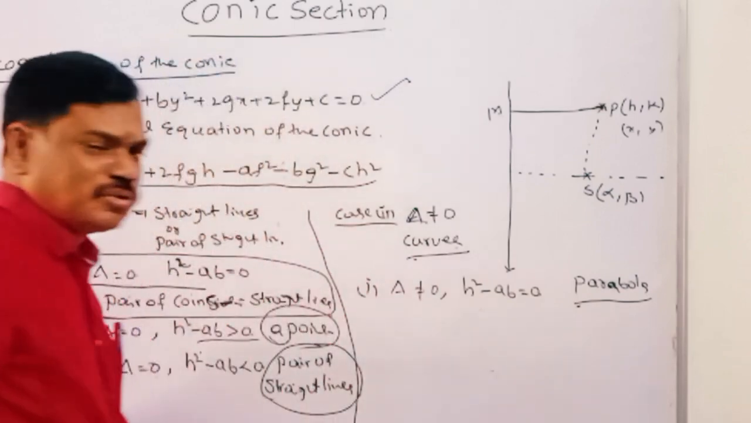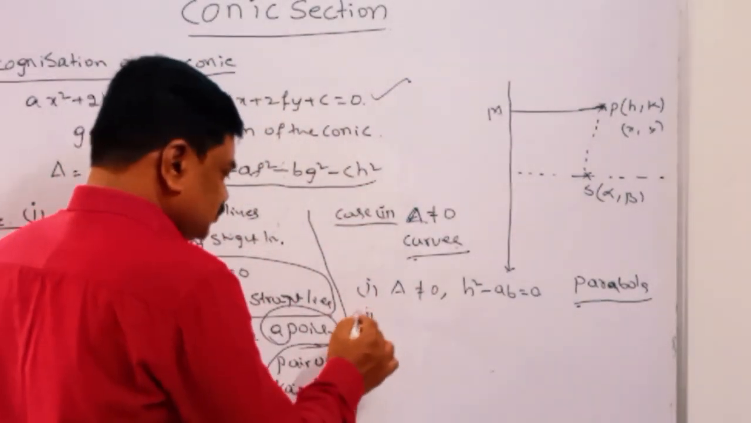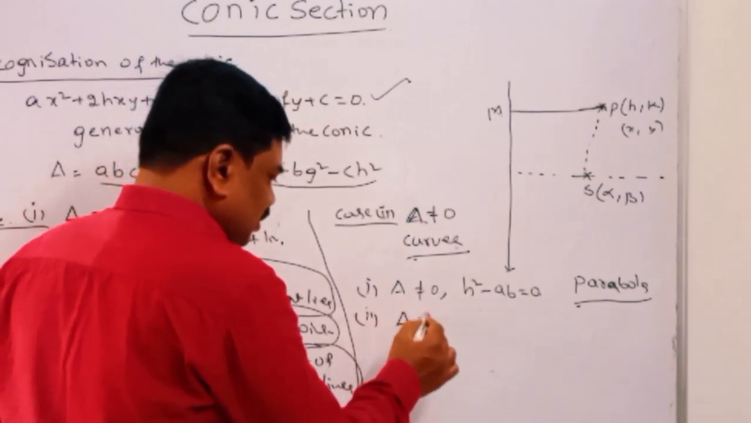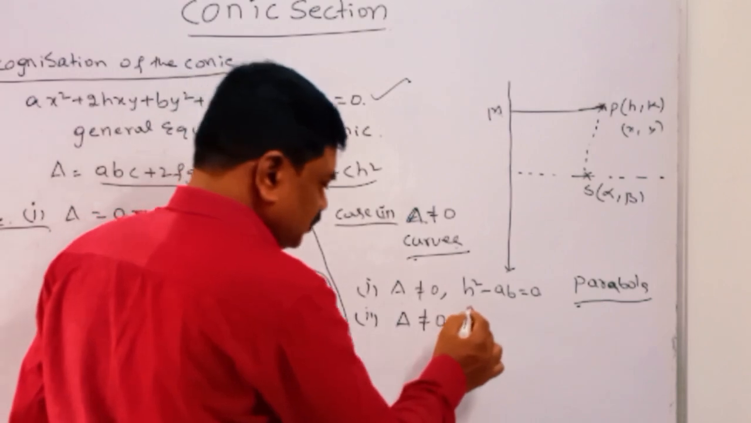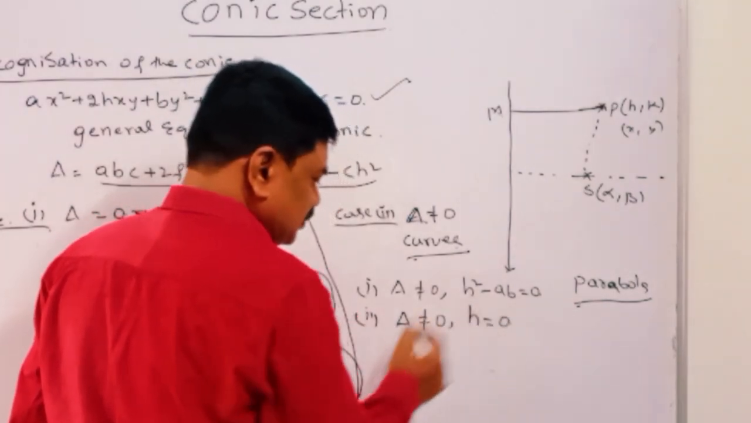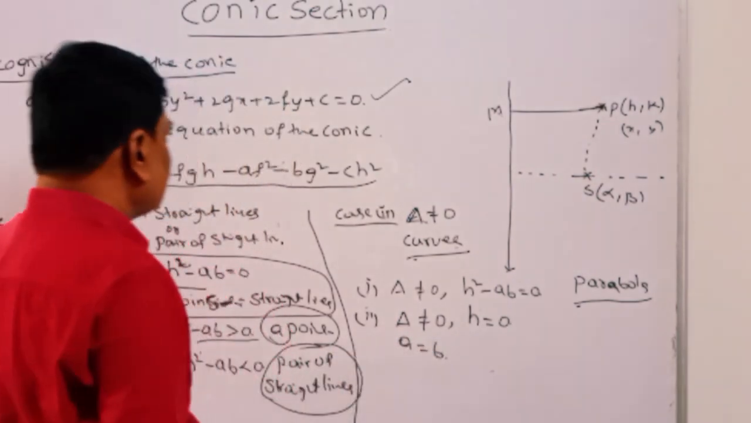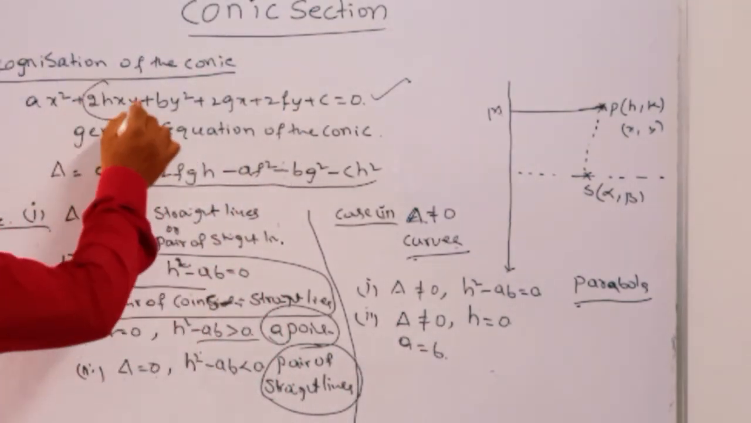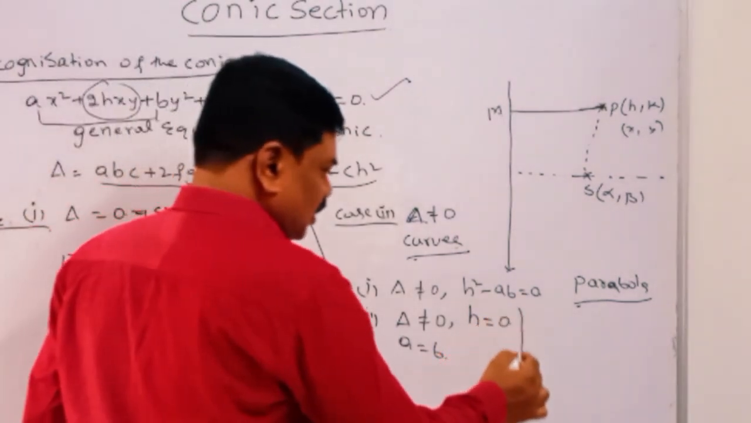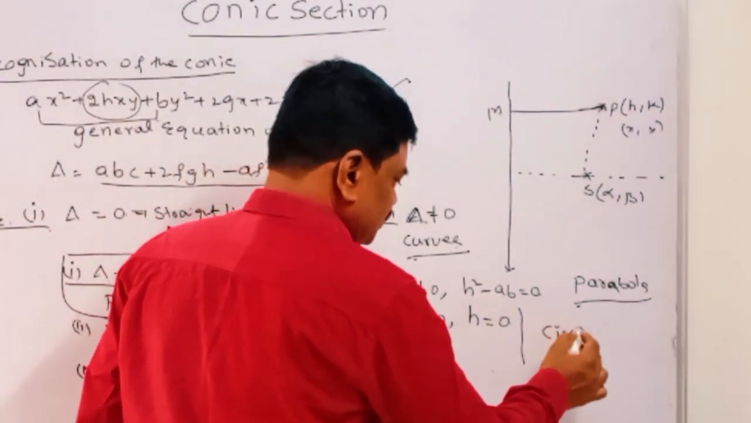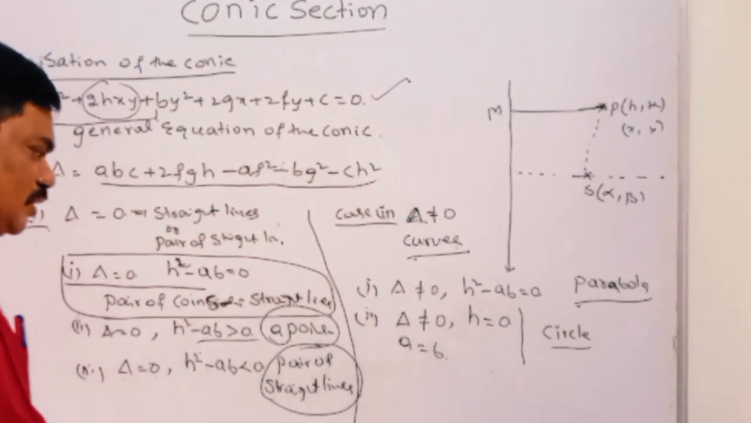The curve is said to be a parabola. Second one, delta is not equal to 0, h is equal to 0, and a is equal to b. It represents the circle.